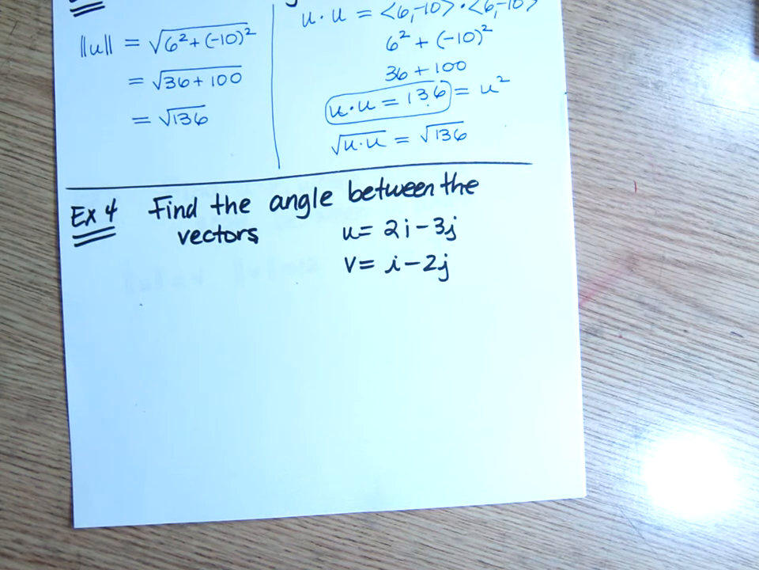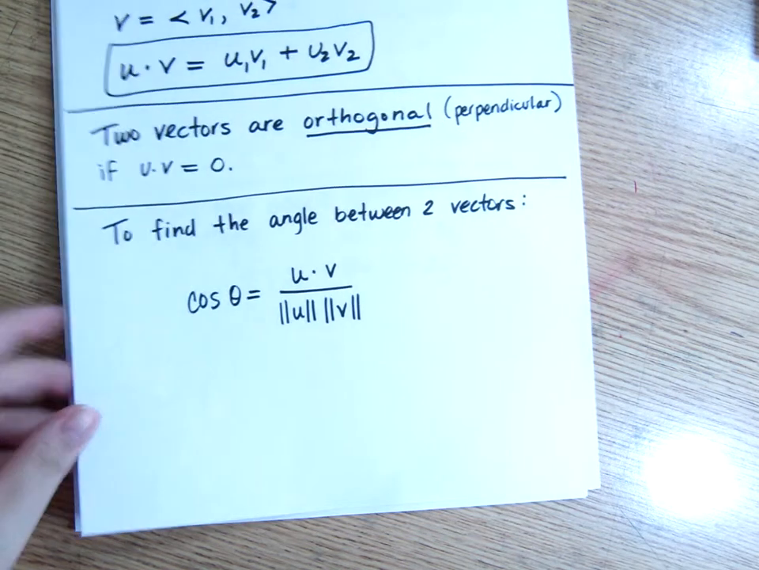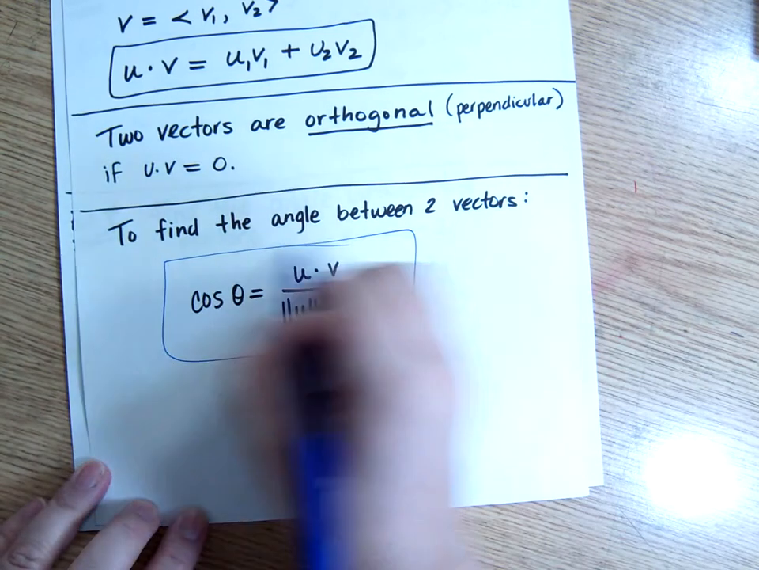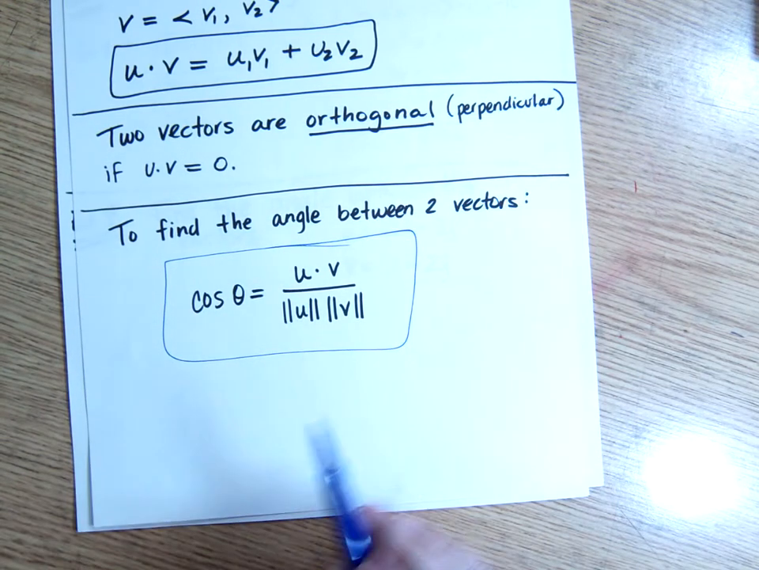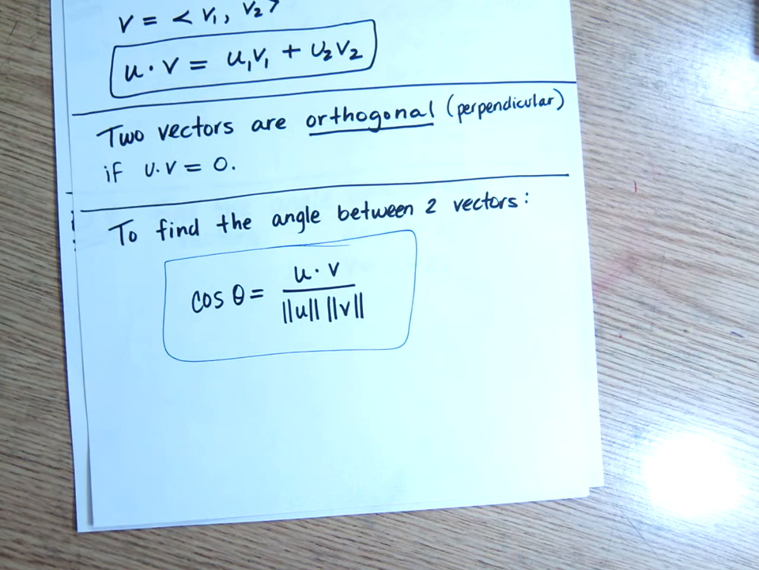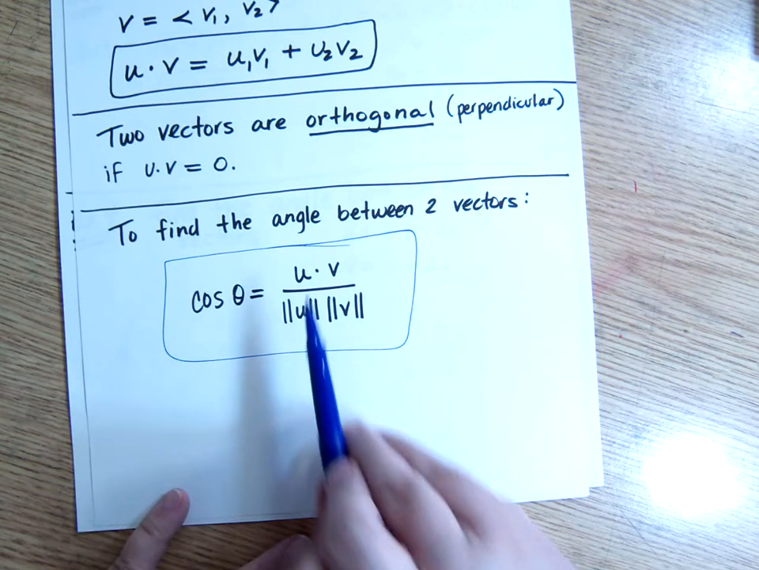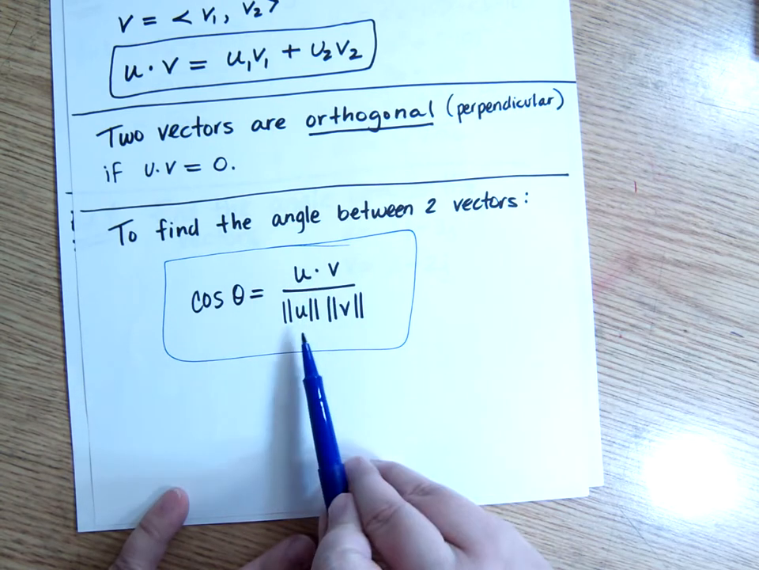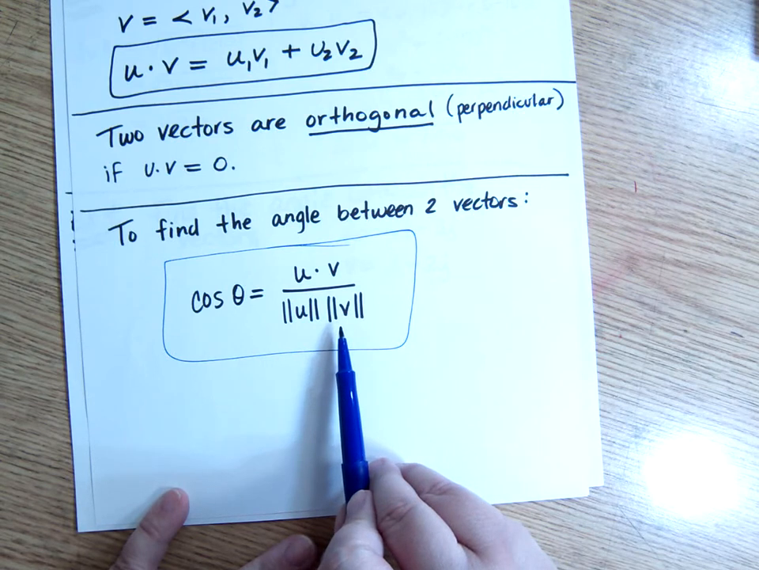Example 4, find the angle between the vectors. Here's another fun new thing we're doing. The nice thing is, there's a formula to find the angle between two vectors. Now it looks a lot weirder and more complicated since we haven't worked with these than it really is. All this says is find the dot product on top, and on the bottom we're dividing by the product of the magnitudes.